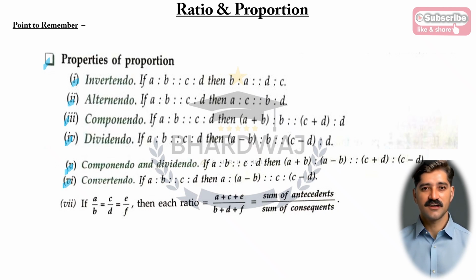5. Componendo and dividendo: if A is to B proportional to C is to D, then A plus B is to A minus B proportional to C plus D is to C minus D. 6. Convertendo: if A is to B proportional to C is to D, then A is to A minus B proportional to C is to C minus D. 7. If A upon B equals C upon D equals E upon F, then each ratio equals A plus C plus E upon B plus D plus F, equals sum of antecedents upon sum of consequents. Let's simplify it step by step.